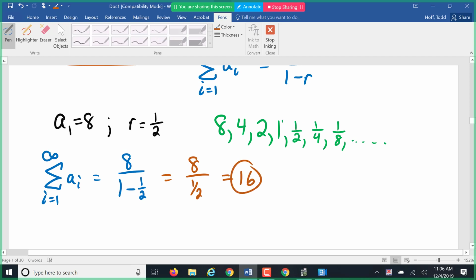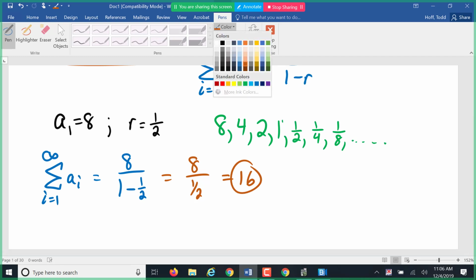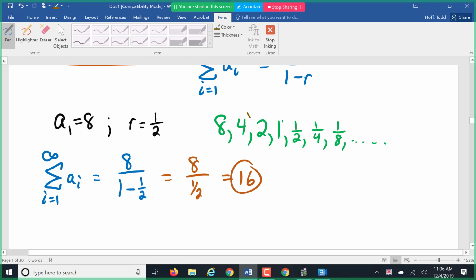If we were to start adding these terms together, we would find as we keep going, they will get closer and closer to 16. 8 plus 4 is 12, plus 2 is 14, plus 1 is 15, plus 1/2 is 15 1/2, plus 1/4 is 15 3/4, plus an eighth is 15 and 7/8. You can see that total is getting closer and closer to 16. If we go out to infinity, if we go on forever, that total converges on 16. So that is the sum of that infinite series.